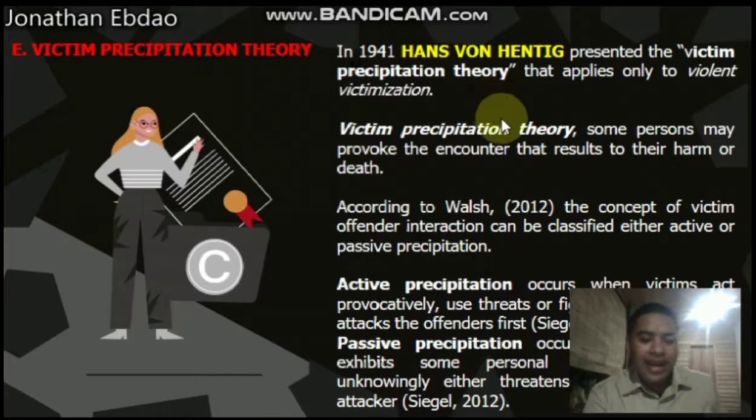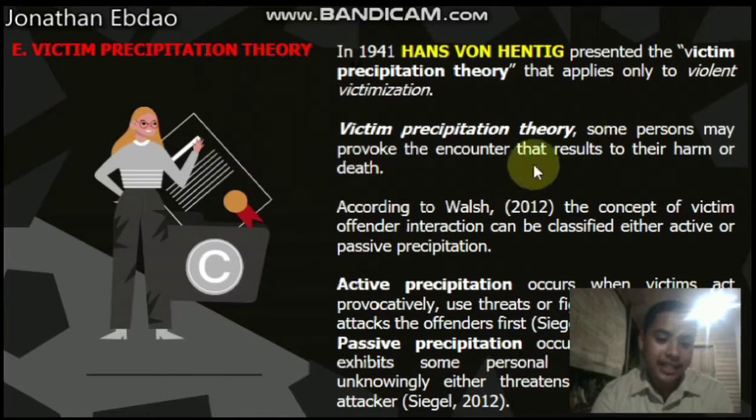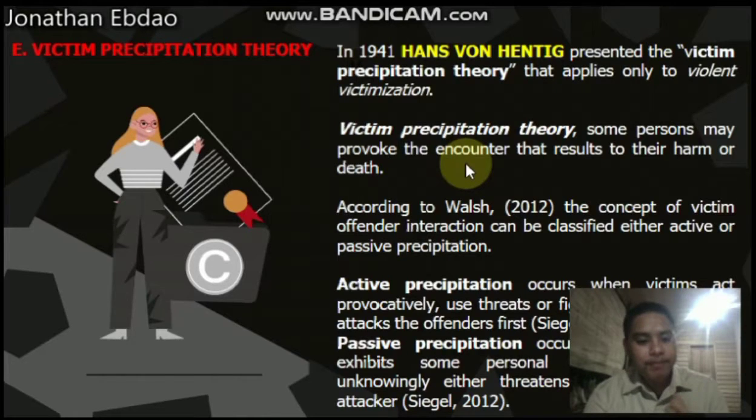In 1941, Hans von Hentig presented the victim precipitation theory that applies only to violent victimization. In victim precipitation theory, some persons may provoke the encounter that results in their harm or death, provoking the offender so that the crime will surely be committed. And according to Wash 2012, the concept of victim-offender interaction can be classified as either active or passive precipitation.